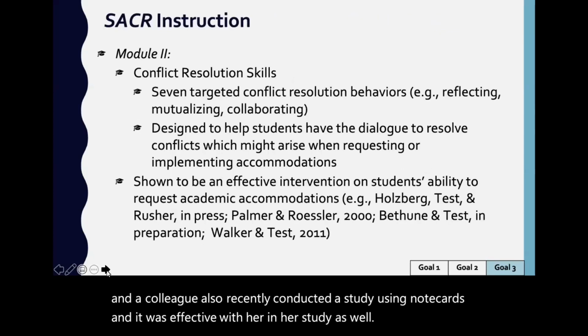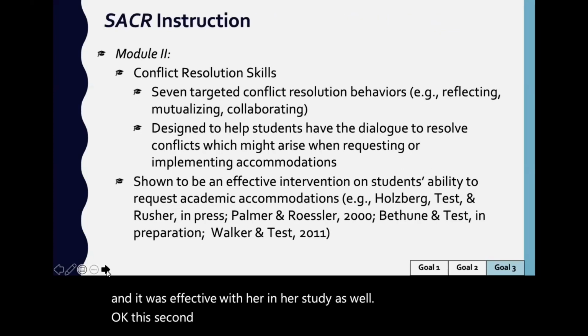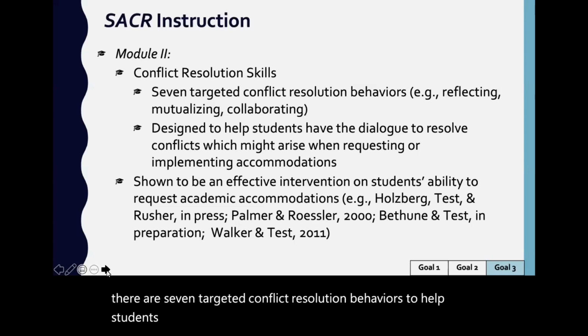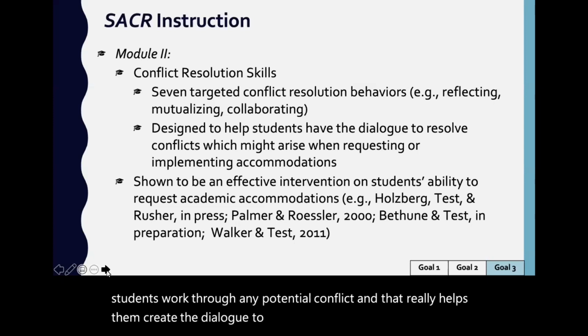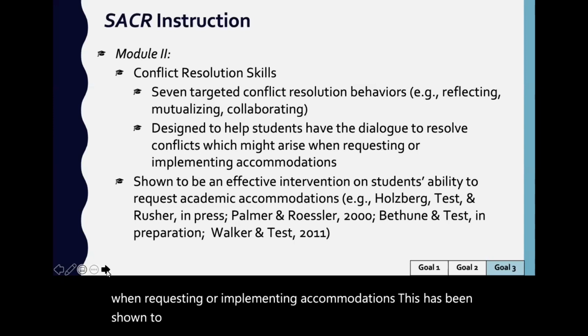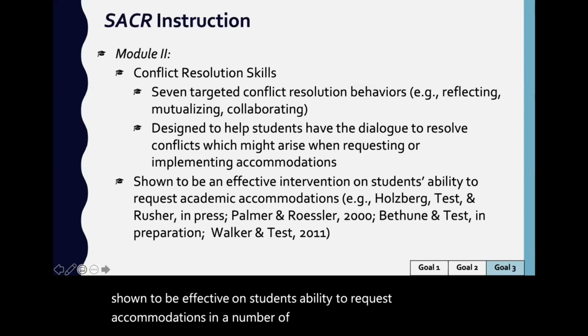Okay, the second module focuses on conflict resolution skills. So there are 7 targeted conflict resolution behaviors to help students work through any potential conflict. And that really helps them create the dialogue to resolve conflicts which might arise when requesting or implementing accommodations. This has been shown to be effective on students' ability to request accommodations in a number of different studies.